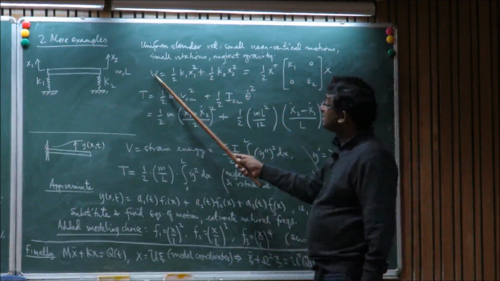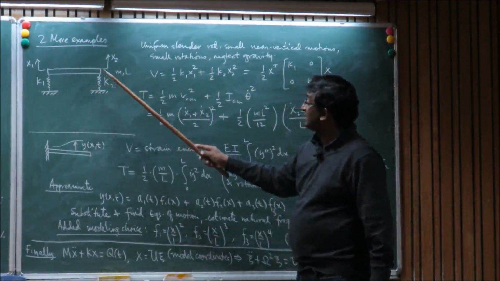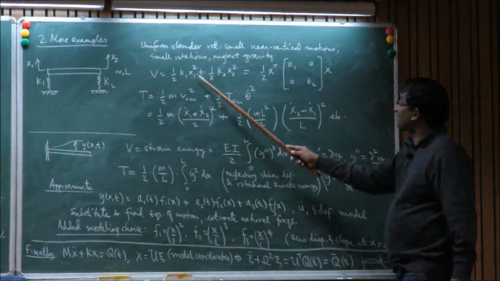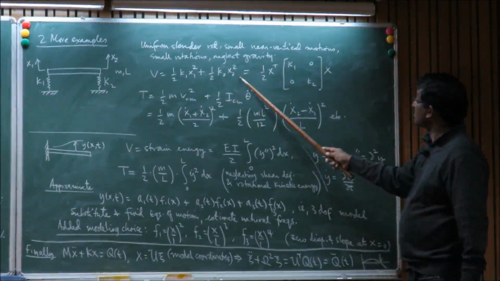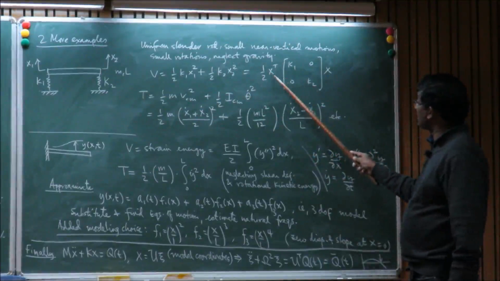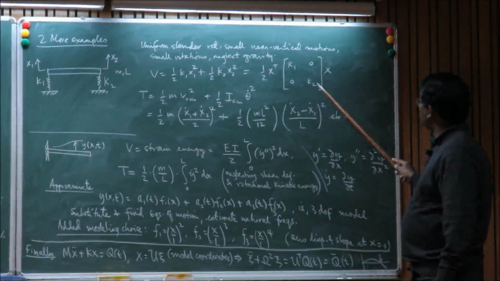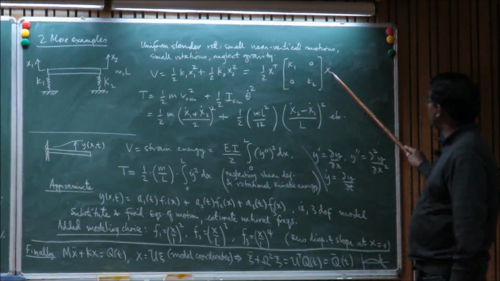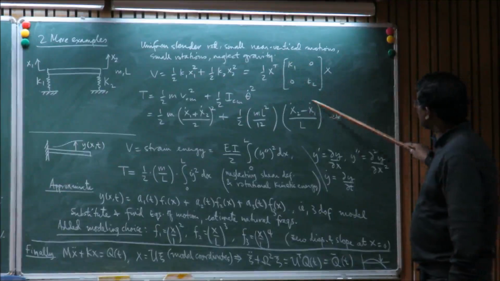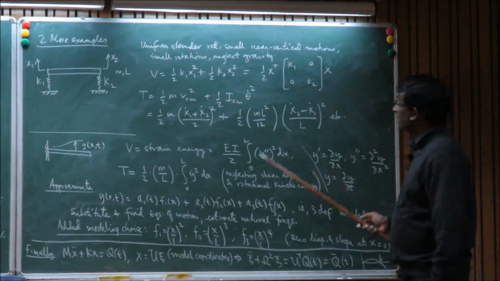The potential energy V is the potential energy of this spring plus this spring, half K1 x1 squared plus half K2 x2 squared, which can be written as half times x transpose times this 2 by 2 matrix, which happens to be diagonal, times x. That's the stiffness matrix. That's the K matrix.